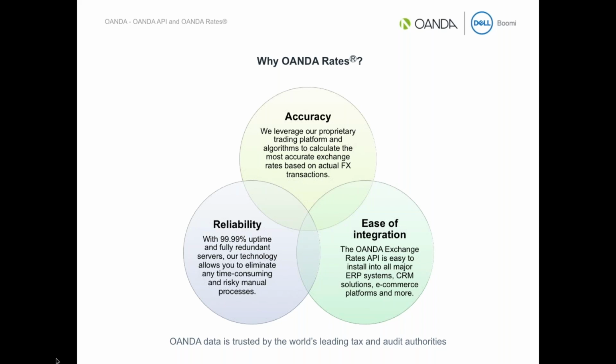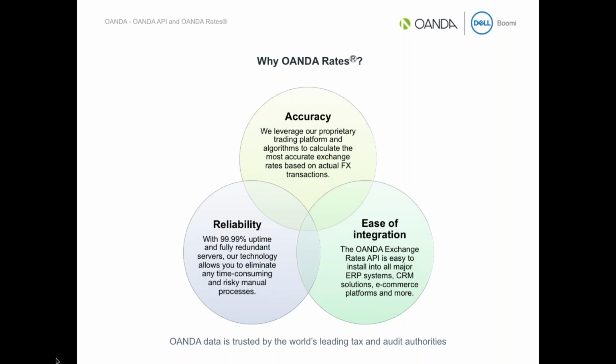The next is that we're very reliable. OANDA invests heavily in its technology. We have tier 3 level security and fully redundant servers to ensure that our data is reliable. As you can see here on the slide, we have a 99.9% uptime, so you're rarely going to have any gaps in the data that we provide.